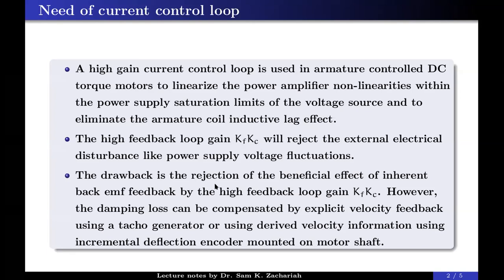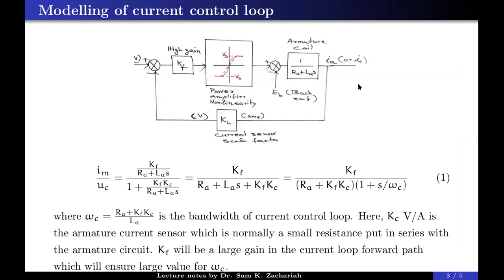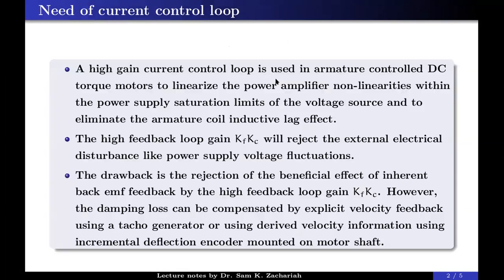The drawback of the system is that you are having an EB feedback here. So back EMF is the natural feedback for a DC motor. This will add some damping to the system, and if you are adding some current loop gain here, the back EMF effect, that is the damping, is lost and must be compensated with velocity feedback. So you have to particularly use a velocity feedback in such a case where you are using a current control loop.